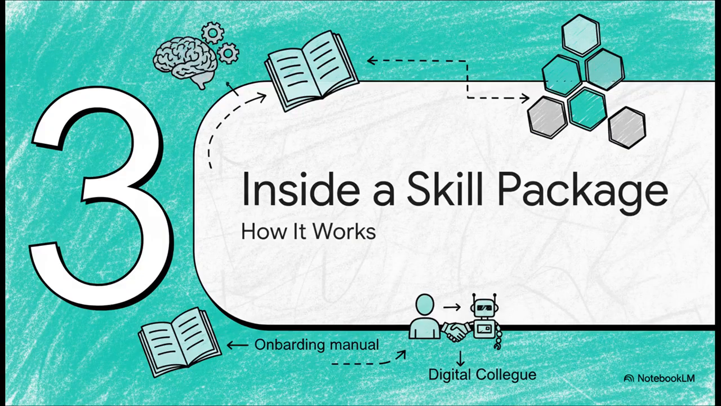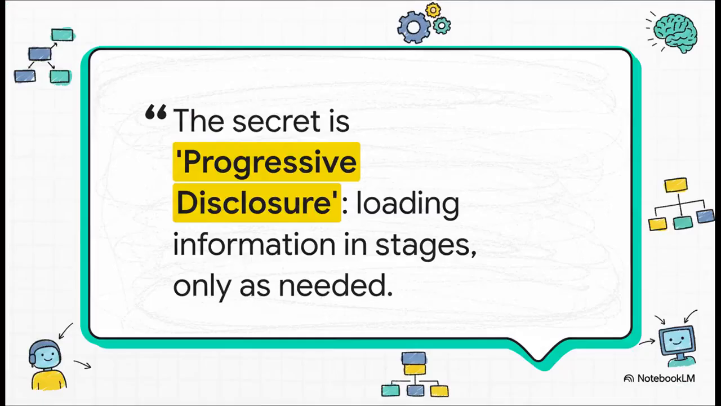Okay, so let's pop the hood and see what actually makes these skill packages so powerful. And maybe more importantly, what makes them so darn efficient. The secret sauce here is a really clever concept called progressive disclosure. The idea is, instead of just dumping a mountain of documentation into the AI's context window, which would totally overwhelm it, a skill reveals information in layers, giving the agent just what it needs, right when it needs it.